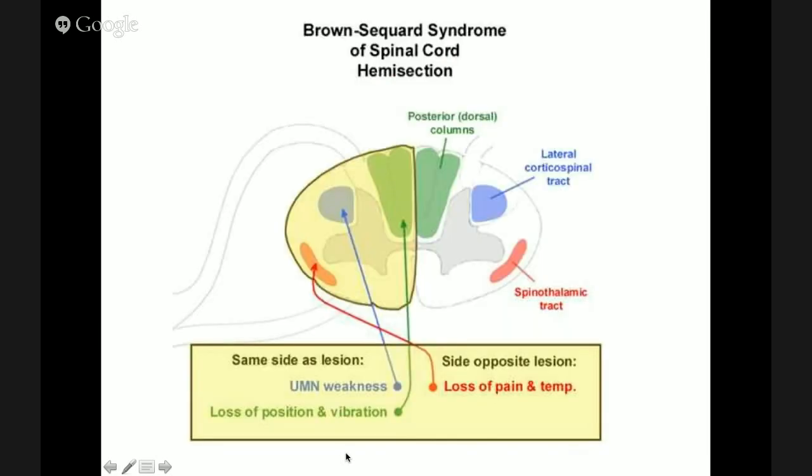This is just showing, when this does occur, a classic pattern of that dissociated sensory loss, where there's loss of pain and temperature in one limb, which is contralateral to the lesion, and then loss of ipsilateral proprioception and discriminative touch, ipsilateral to the level of the lesion. And then upper motor neuron weakness in this particular case because of damage to the lateral corticospinal tract.